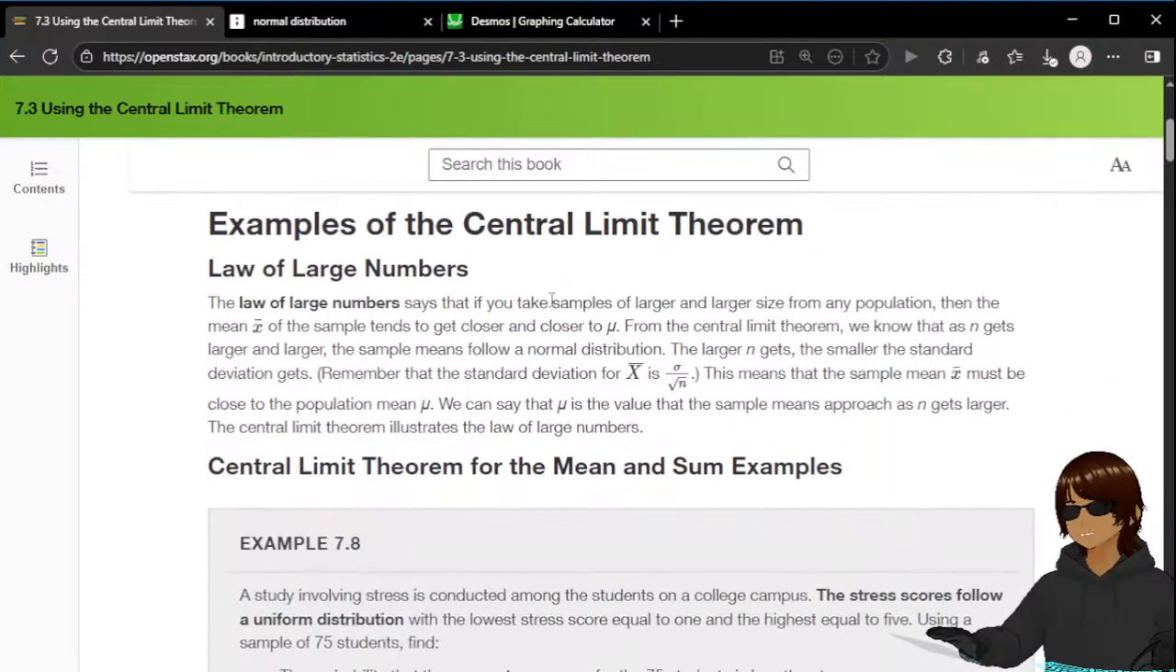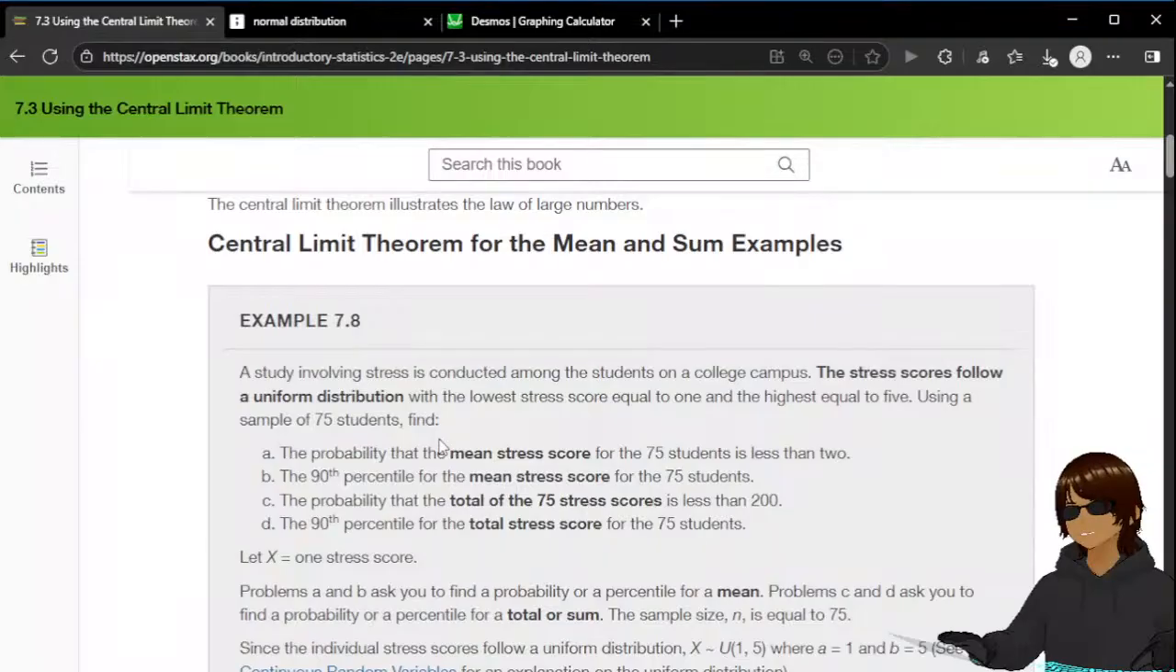The law of large numbers says that if you take samples of larger and larger size from any population, then the mean of the sample tends to get closer and closer to mu. From the central limit theorem, we know that as n gets larger and larger, the sample means follow a normal distribution. The larger n gets, the smaller the standard deviation gets. This means the sample mean must be close to the population mean. We can say that mu is the value that the sample mean approaches as n gets larger. Central limit theorem illustrates the law of large numbers.